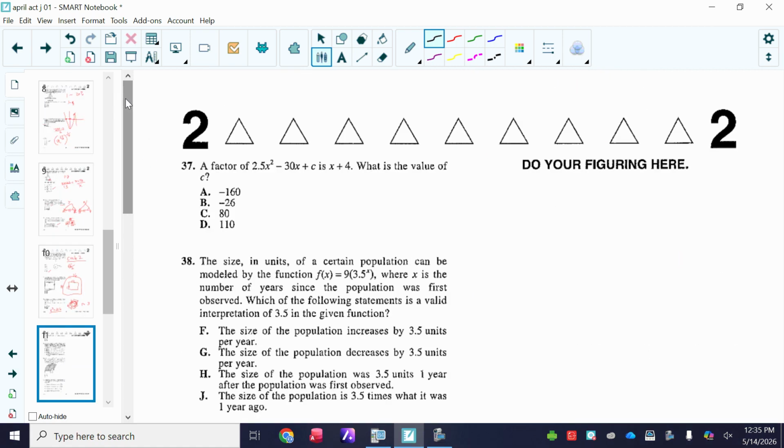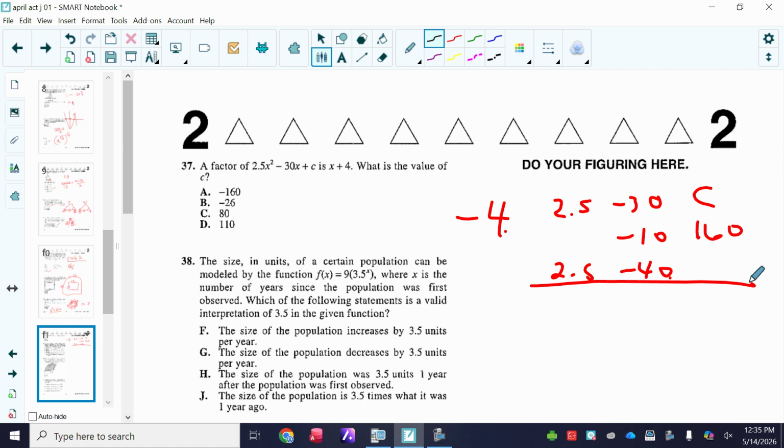Home stretch. This one is synthetic division, if you know that. Plug in -4, and then you go 2.5, -10, -40, 160. Well, you just drop, times, and add. The C has to be -160.